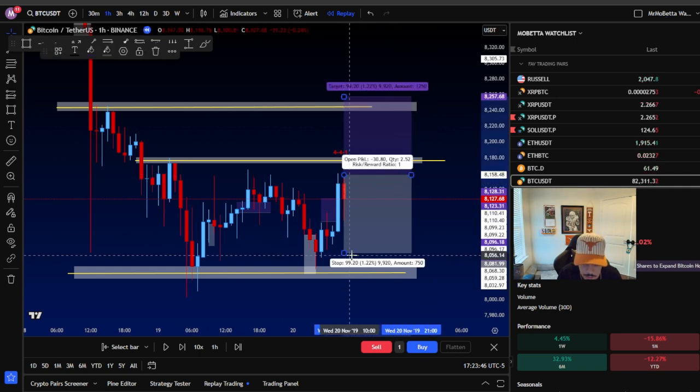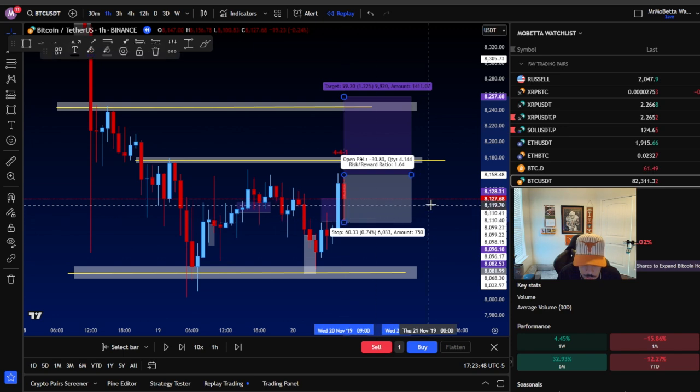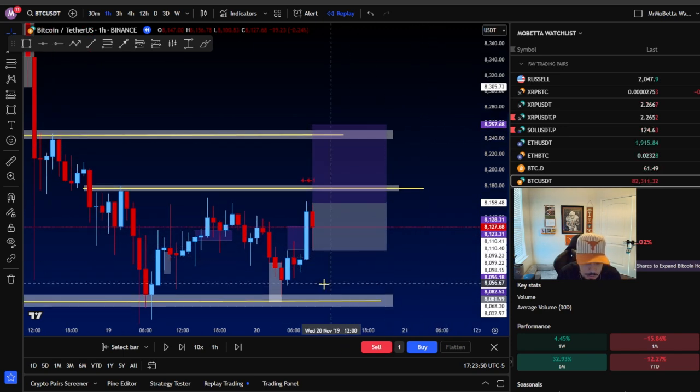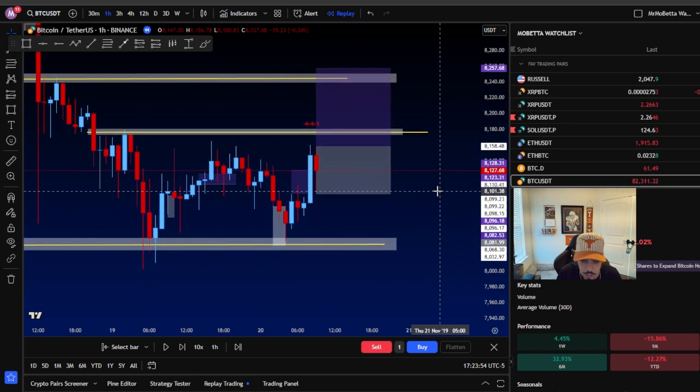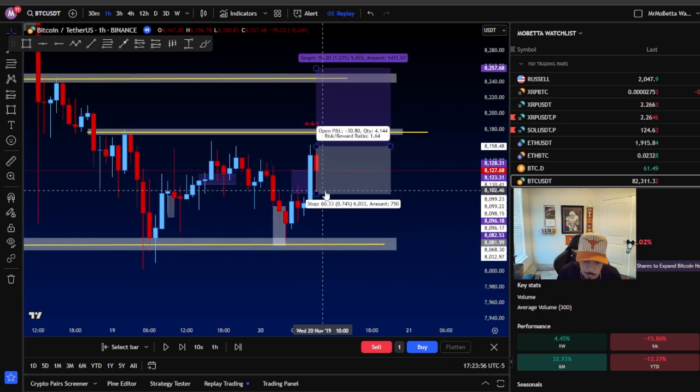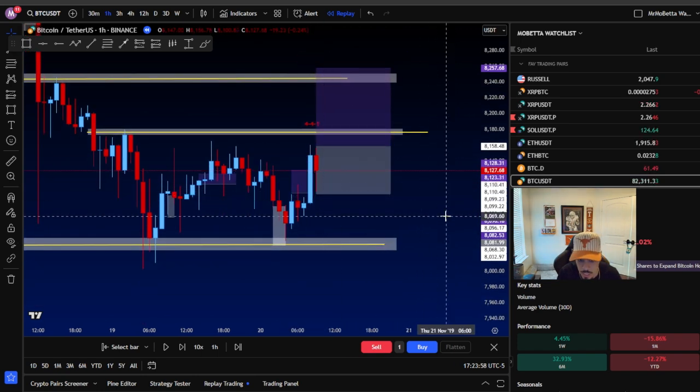So I'd say something like this. If we can get this move, I'd be looking for something like this. All right, so this is 9 a.m. At the same time, if price breaks this low, then we will just not be looking for a trade at all.